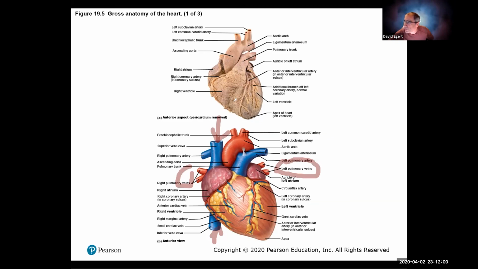This is showing if you carve away all the fat and everything. Here we have the coronary arteries. There's the right coronary artery and the left coronary artery, which comes out the other side, going down this sulcus here between the right and left ventricles. So that's that.